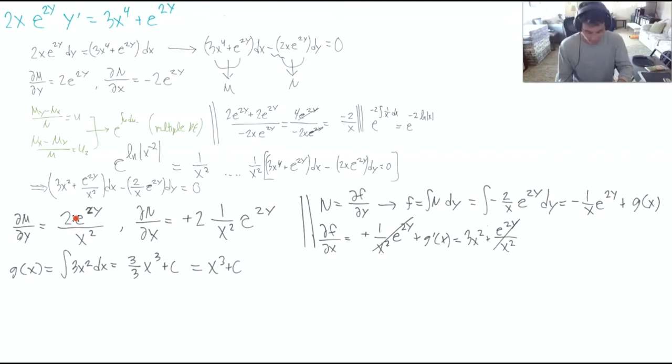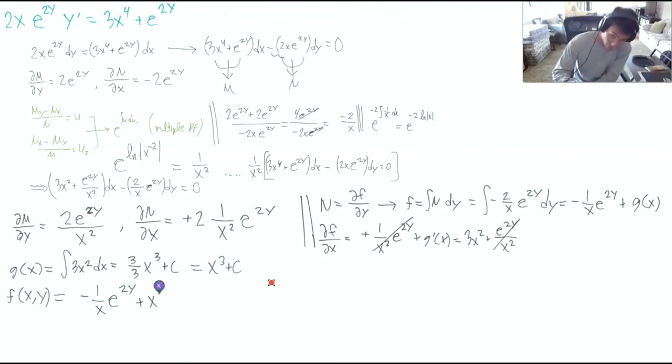Okay, so if all that is true, now we can go back and write f of x comma y as this guy plus this. So it'll be negative 1 over x e to the 2y plus x to the 3 plus c. And this is your final answer. There you go.